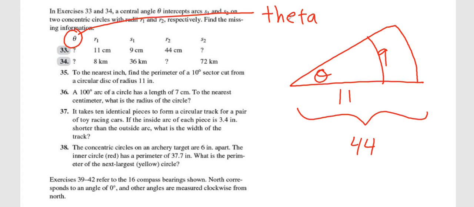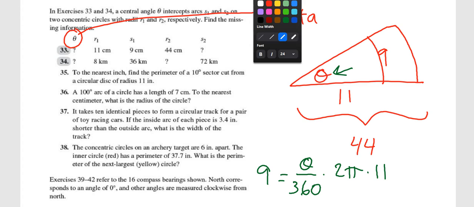So let's see here. I'm going to guess that we have to use the 9 and the 11 to find theta. What unit of measurement would you like to use? Would you like to use degrees or radians? Degrees? Okay. All right, so that means the whole circle would be 360. And then we've got 2 times pi times a radius of 11 equals 9. Any reducing that you know will happen right away from there?